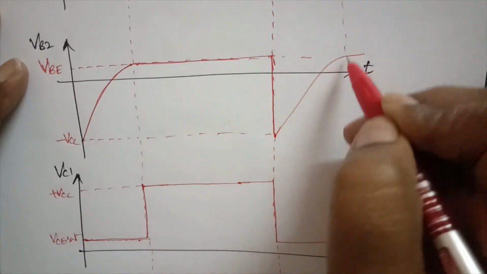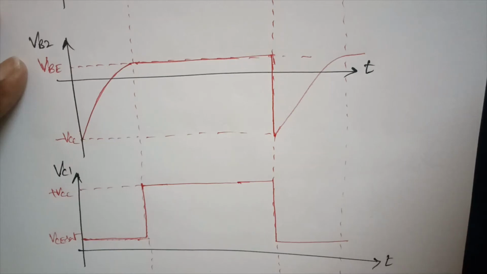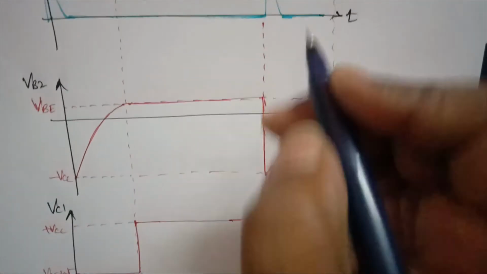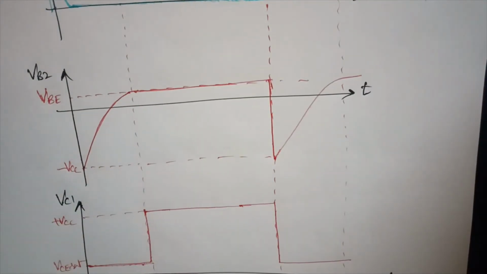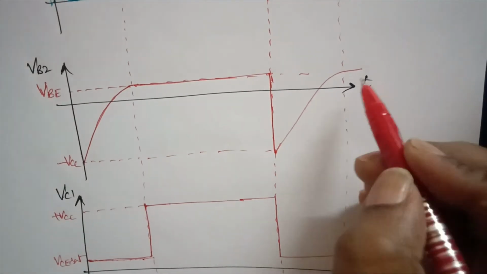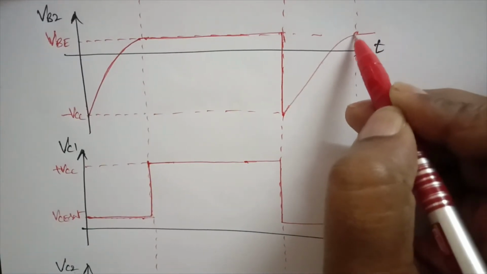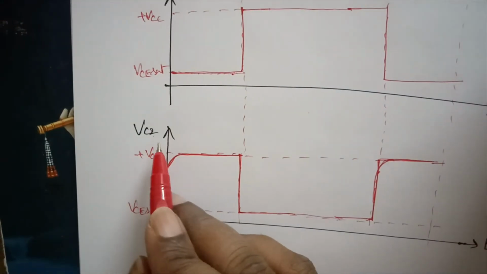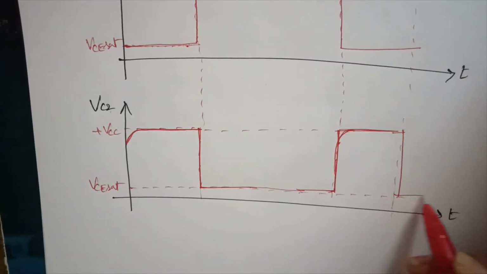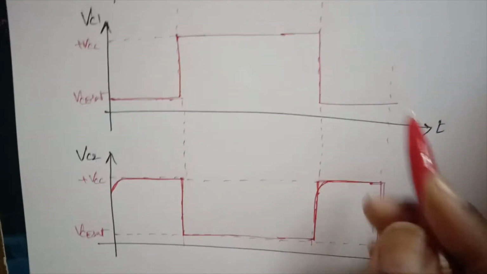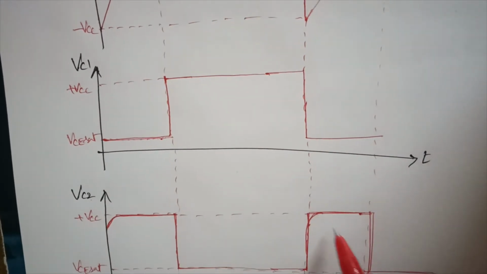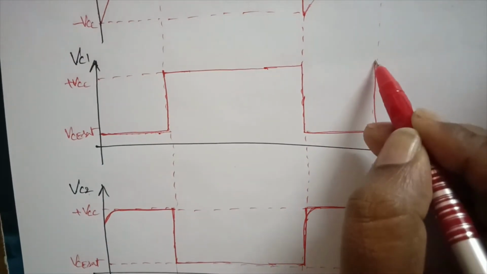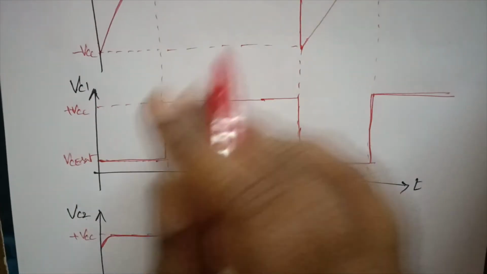Let us take one more waveform here. At this moment what happened? Whatever may be the VB1, when it reaches VBE, which one is switched on? Q2 is switched on. When Q2 is switched on, what about VC2? VC2 becomes VCE sat. Then what about this one? When it becomes high to low, obviously the other becomes low to high. So these are the waveforms.